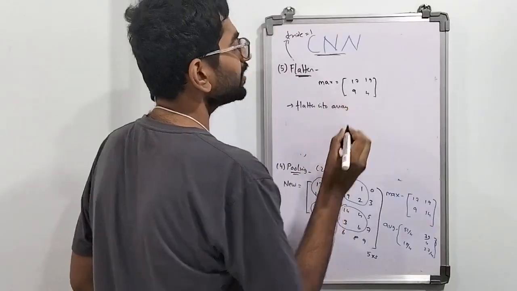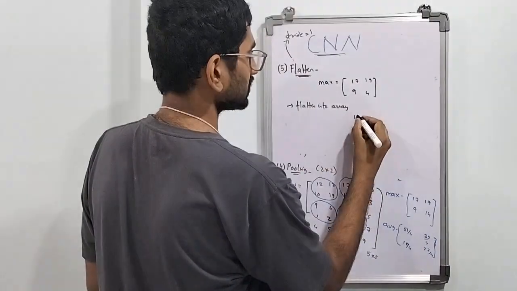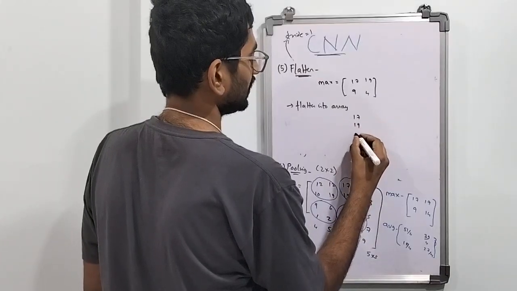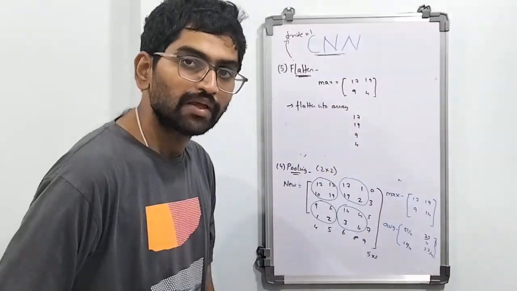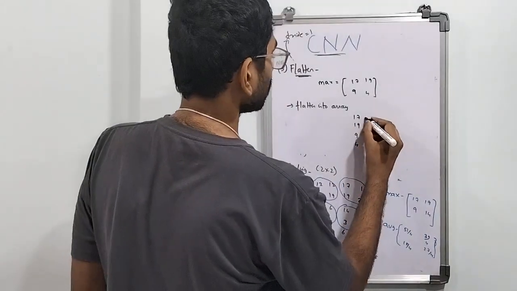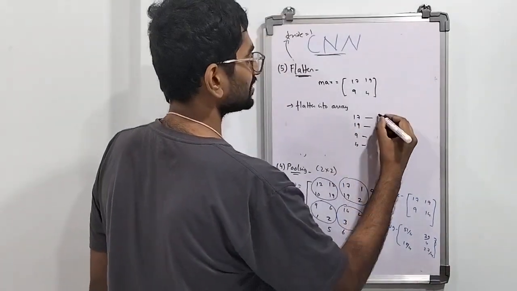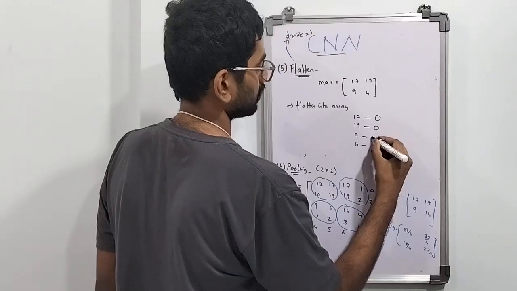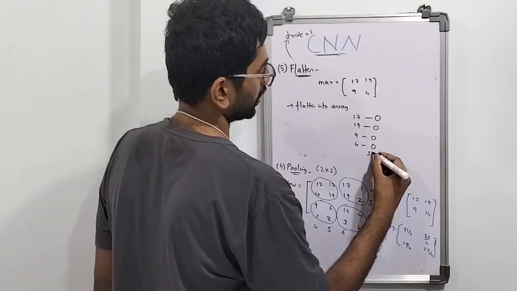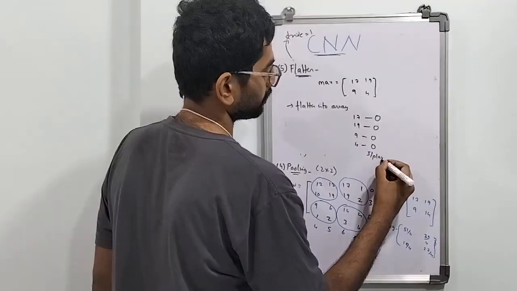So once you flatten it into an array, how will it come? It will come as 9, 19, 9, 4. Okay, now what will happen? These particular values will be sent as the input layer. This is the input layer.